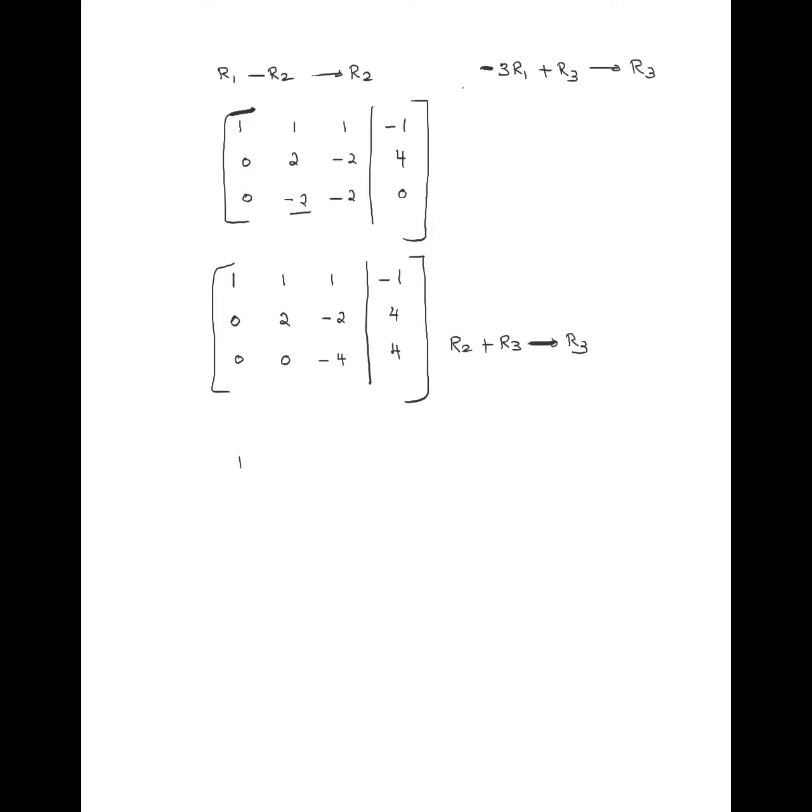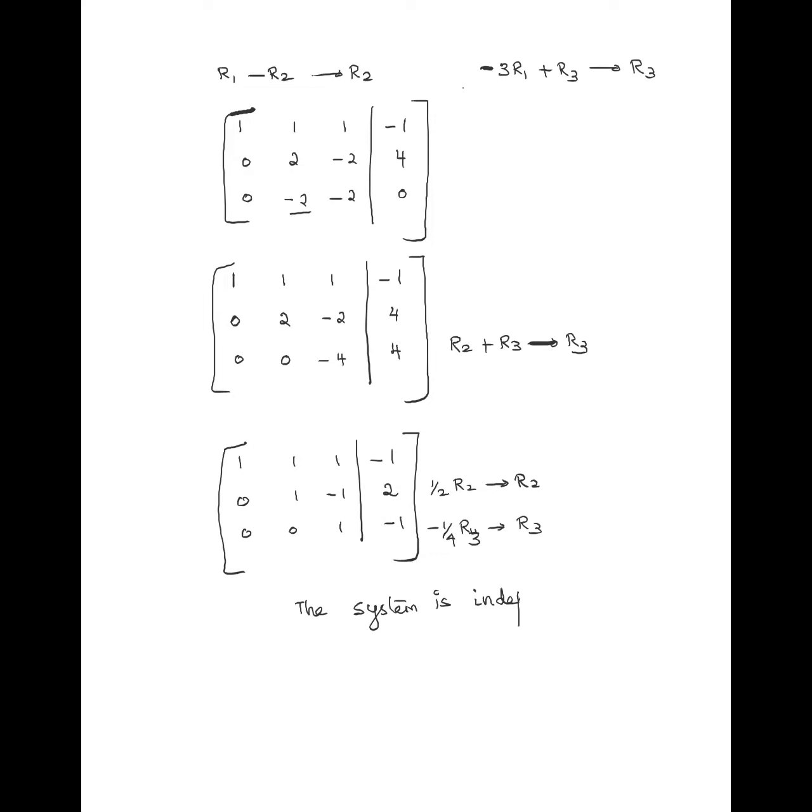And then we divide the second row by 2 and the last row by negative 4. One half R2 goes to R2 and negative 1/4 R3 goes to R3. So when you look at this system, we can say the system is independent because we have solutions from the last row. So all we need to do is see if this is independent or dependent. We don't have to solve the equations.